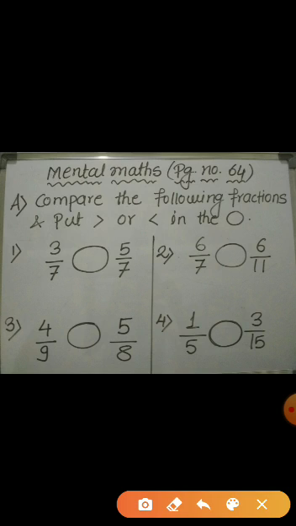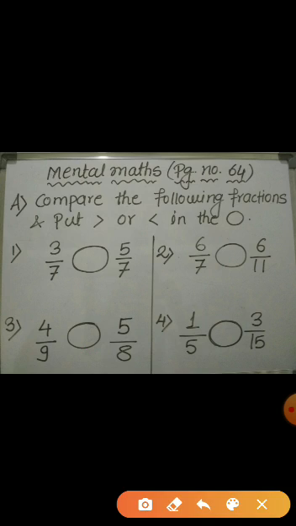First we multiply 4 and 8. 4 8s are 32. Then we multiply 9 and 5. 9 5s are 45. Now which one is greater? 45 is greater than 32, right? Hence the fraction 5 by 8 is greater than 4 by 9.